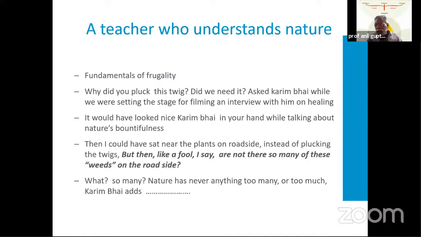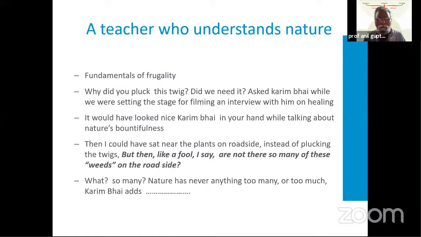So we asked Karim Bhai to sit on a rock. It was in North Gujarat near a sloth bear sanctuary. And I was to sit on another rock. And then the photographer said, why don't you take a branch of a plant growing around here, and let him hold it in his hand. He was a healer, a herbalist. So let him explain his knowledge by taking a twig in his hand. So he broke a twig, the branch, and gave it in his hand.